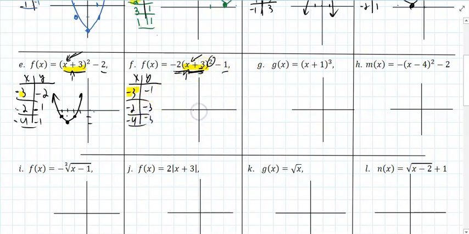Plot negative 3, negative 1; negative 2, negative 3; and negative 4, negative 3. Connect those with a smooth curve. There's my parabola. No need to worry.